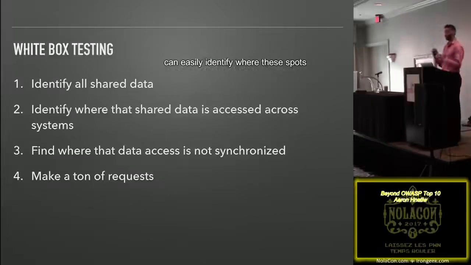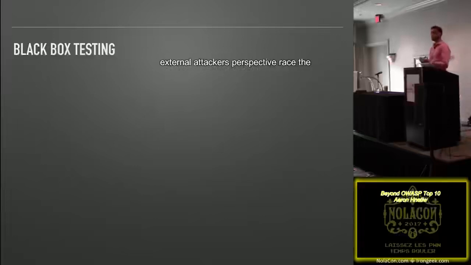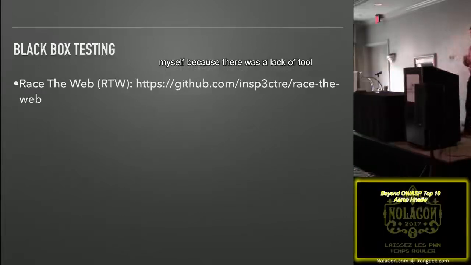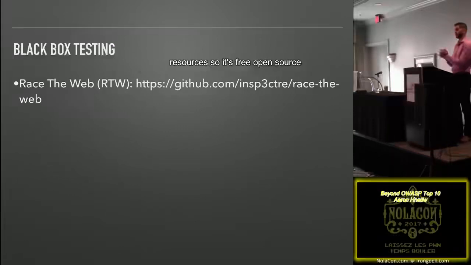So if you have source code, you can easily identify where these spots are. But if you don't have the source code, it's often more difficult to test for these things. So that's where we get to black box testing. Black box testing means you don't have the source code and you're basically coming at it from an external attacker's perspective. Race the Web is a tool that I actually wrote myself because there was a lack of tools to test for race conditions. This allows you to do this black box testing against resources.